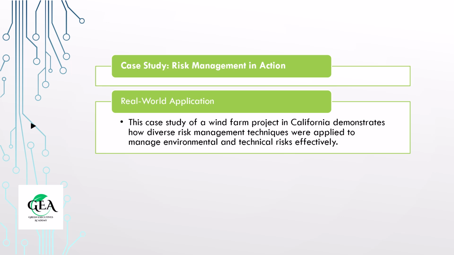One of the primary risks faced by the project was environmental. The site was home to a species of bird that could be affected by turbine operations. To address this, the project developers implemented an avoidance strategy by adjusting turbine placements and reducing their density in critical bird habitats.